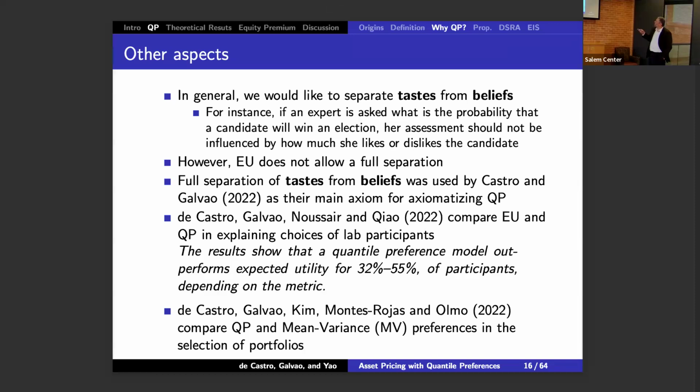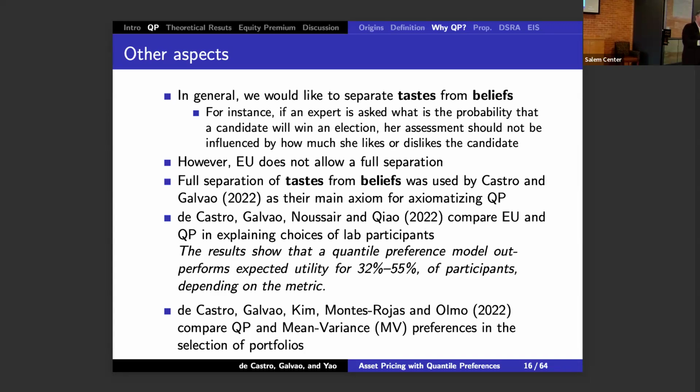One paper that I have with Antonio also, that's up to axiomatization. Quantile preference is pretty much, together with other axioms, the only one that allows you to separate taste from beliefs. Is this important? Yes, it's important. Because if I go to a specialist and ask, what's the probability that Trump is going to be elected? And the specialist says, oh my God, Trump would be terrible. We don't want him, or Trump will be good. Look, I'm not asking if you like him or not. I'm asking you to tell me what's the probability of him being elected. So I want you to separate your tastes from the outcome, from your beliefs.